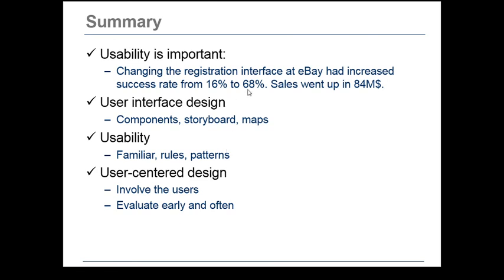So what is the summary of this user-centered design? First of all, usability is important. Changing the registration interface at eBay increased the success rate from 16% to 68%. Sales went up by $84. User interface design, components, storyboards and maps. Usability, familiar, rules and patterns. And finally, user-centered design involves the user, evaluate early and often.